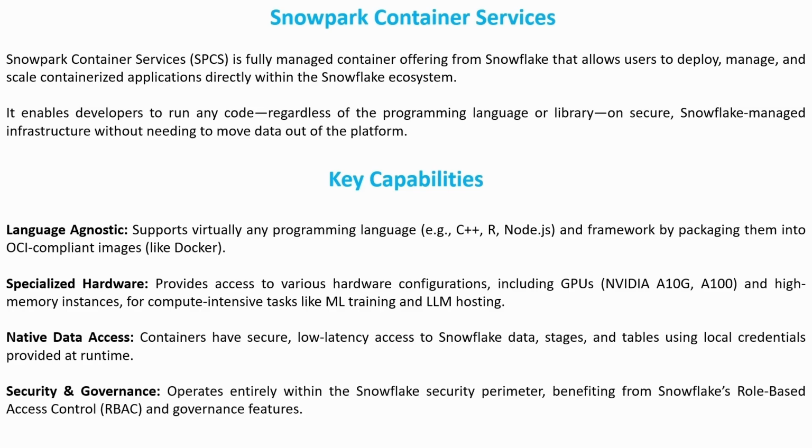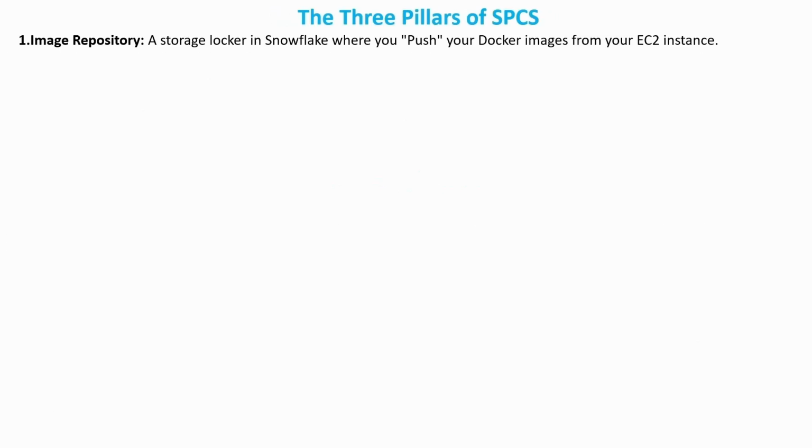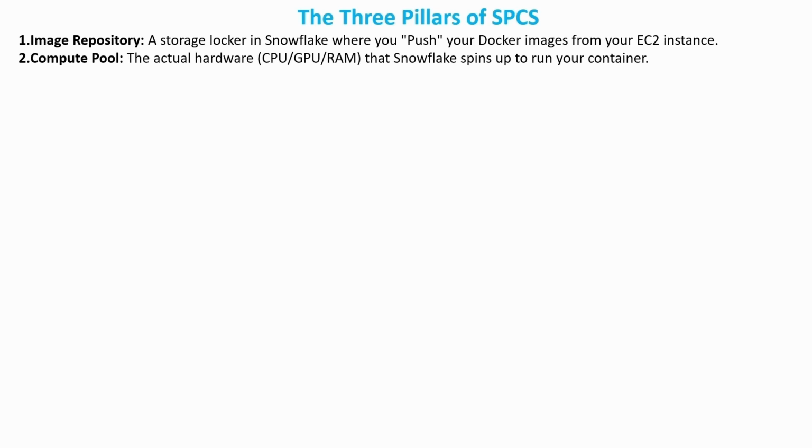And it also supports strong security and governance, operating entirely within the Snowflake security perimeter, benefiting from Snowflake RBAC and governance features. There are three pillars of Snowpark Container Services. First is the image repository. It is the storage locker in Snowflake where you push your Docker images from your EC2 instance or from your local machine using Snowflake CLI put commands. Second is the compute pool. This is the actual hardware that Snowflake spins up to run your containers.